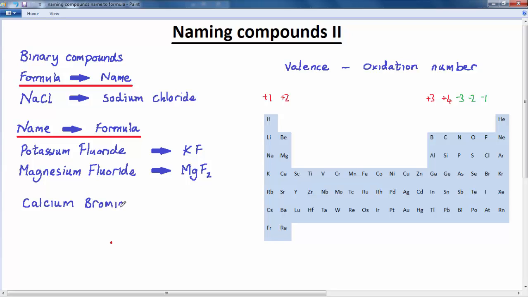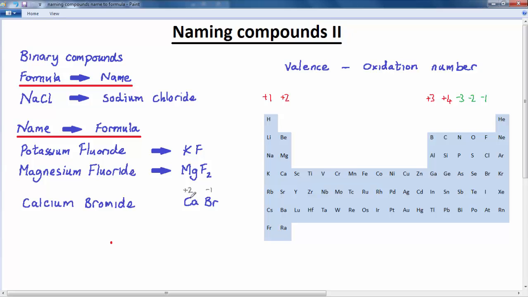So the first thing you're going to do is look at the name, and you're going to see, well, we've got calcium here, which is Ca, and then we've got bromine here. Bromide comes from bromine, so we write down in the formula the symbols of the elements Ca and Br. Now then, we take a pencil, and above each element we write down the oxidation number. We look for calcium, here it is in group 2, so it has an oxidation number of +2. We look for bromine, here it is in group 7, so it has an oxidation number of -1.